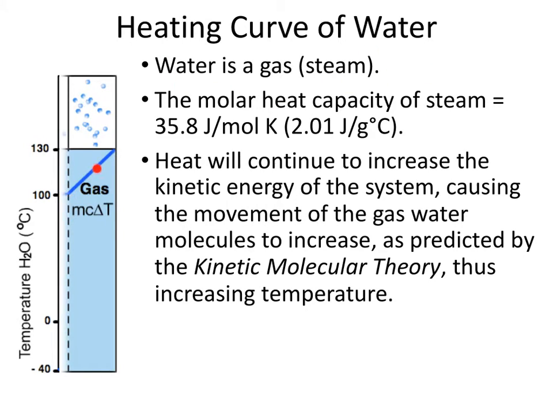And any added energy here is going to be used to increase the kinetic energy of these gas molecules. And so the movement of the gas molecules will change as predicted by the kinetic molecular theory, the KMT, with increasing temperature. Okay, and the specific heat capacity of steam is 2.01 joules per gram degree Celsius, which is very similar to that of ice.